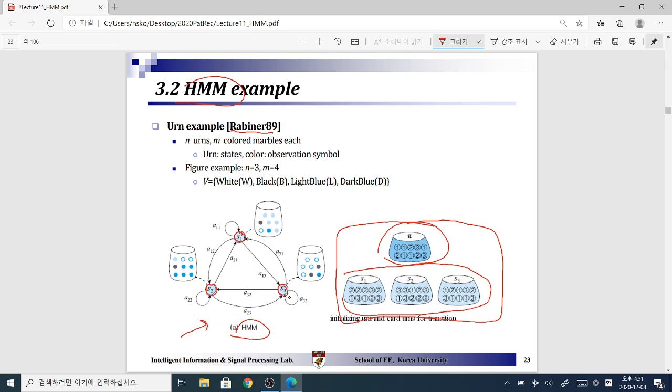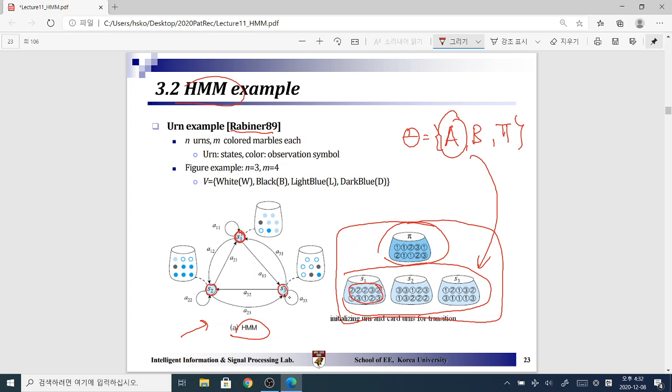So to make up the entire HMM model, it's going to require A, the transition probability, B, the emission probability, and pi, which is the initial probability. So A is represented by these three urns, where each of the three urns contains these urn numbers, so that it can describe the transition probability.